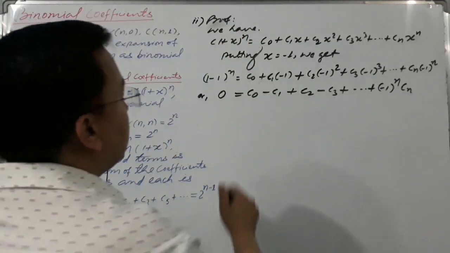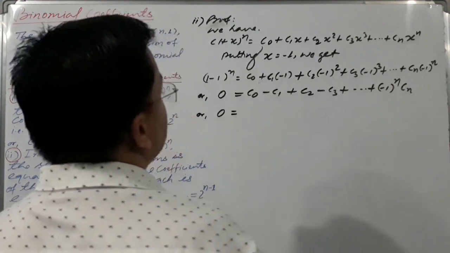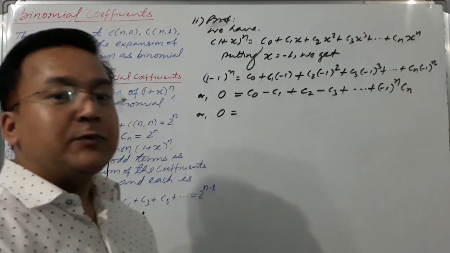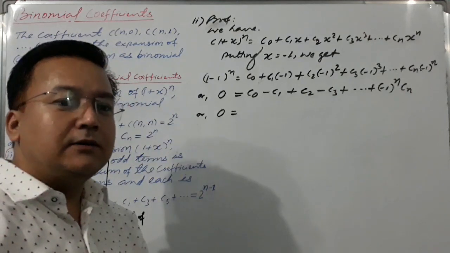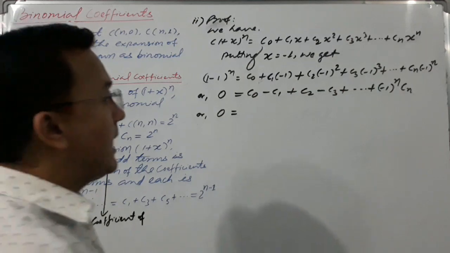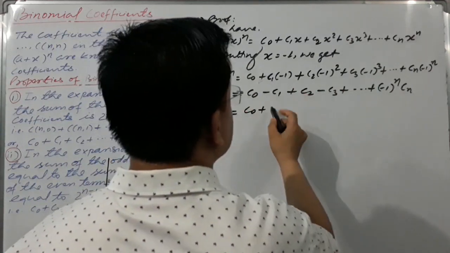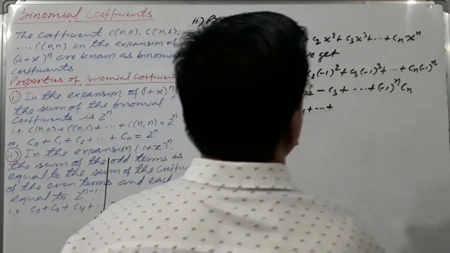Now you may write it this way: on the left hand side you have 0, and now you can collect the positive coefficients and then collect the negative coefficients in one bracket. So C0 plus, positive ones, C2 + C4 + and so on.